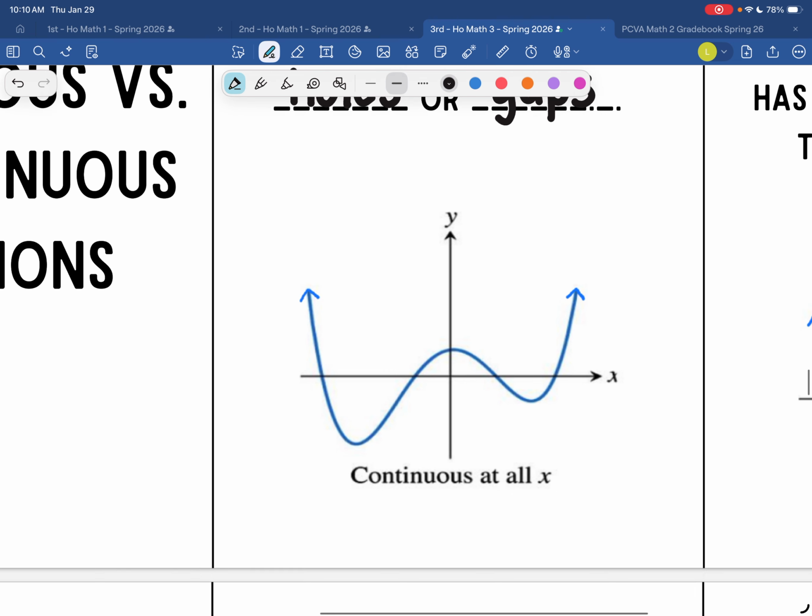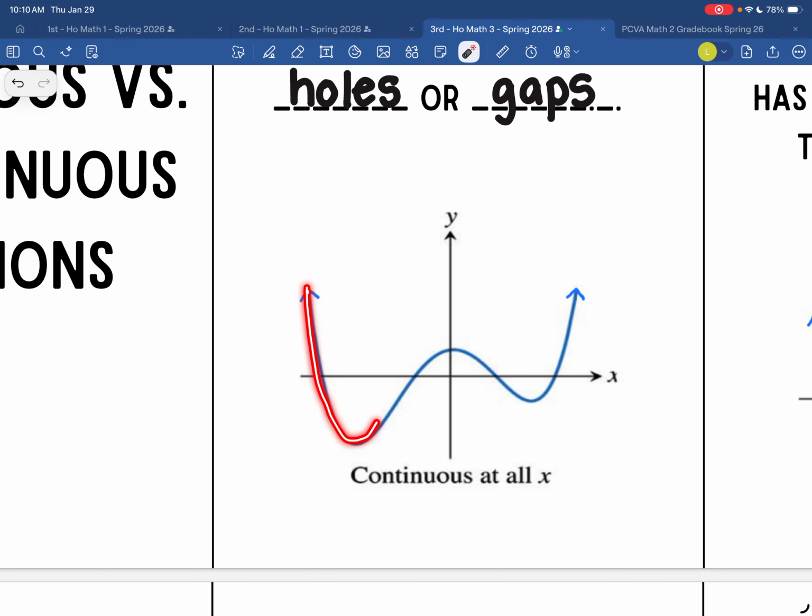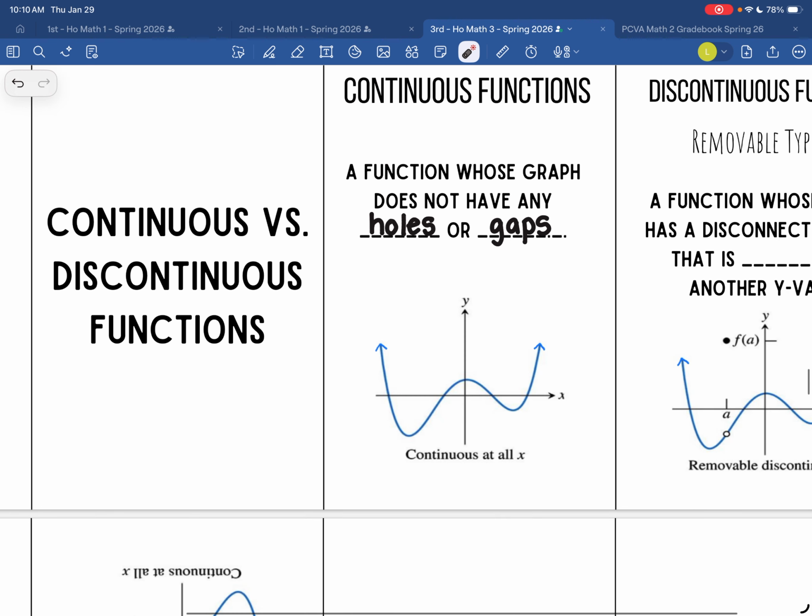Okay, so it's kind of like if I put my pen on the graph and I'm able to trace all the way through it without any disconnect, that means that it is continuous for all x values. You can also have a continuous function that has endpoints as long as there's no x's in between those two values that are missing. So it doesn't necessarily have to have arrows on either side. It can have endpoints as long as everything in between, all the x values, are included.